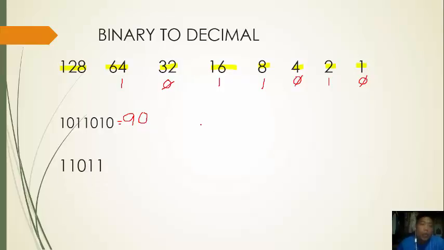Another example is 11011. Let us erase this first because we need to convert again. 11011: 1, then cancel out the 4. 1 plus 2 is equal to 3, right? 3 plus 8 is equal to 11. 11 plus 16 is equal to 27. So, that is how simple it is to convert binary to decimal.